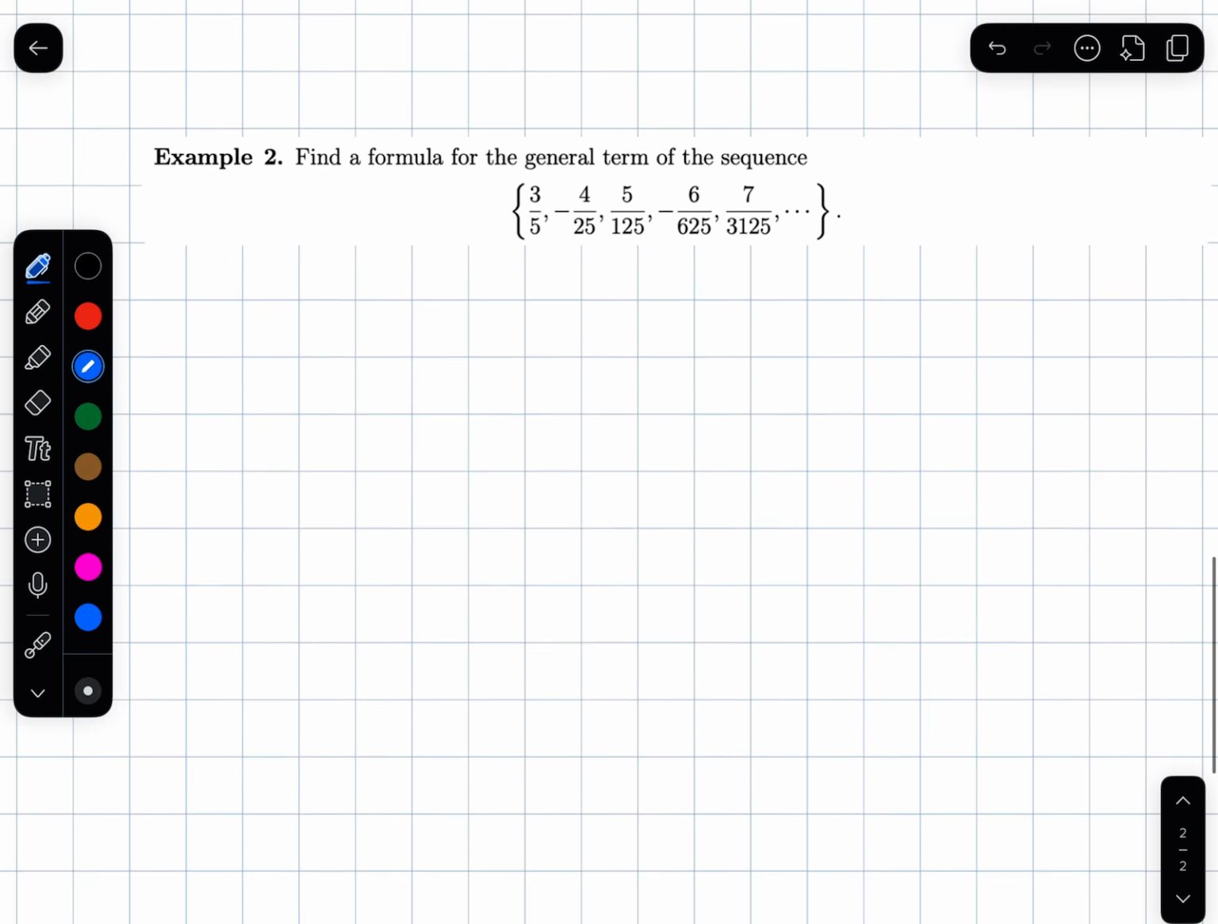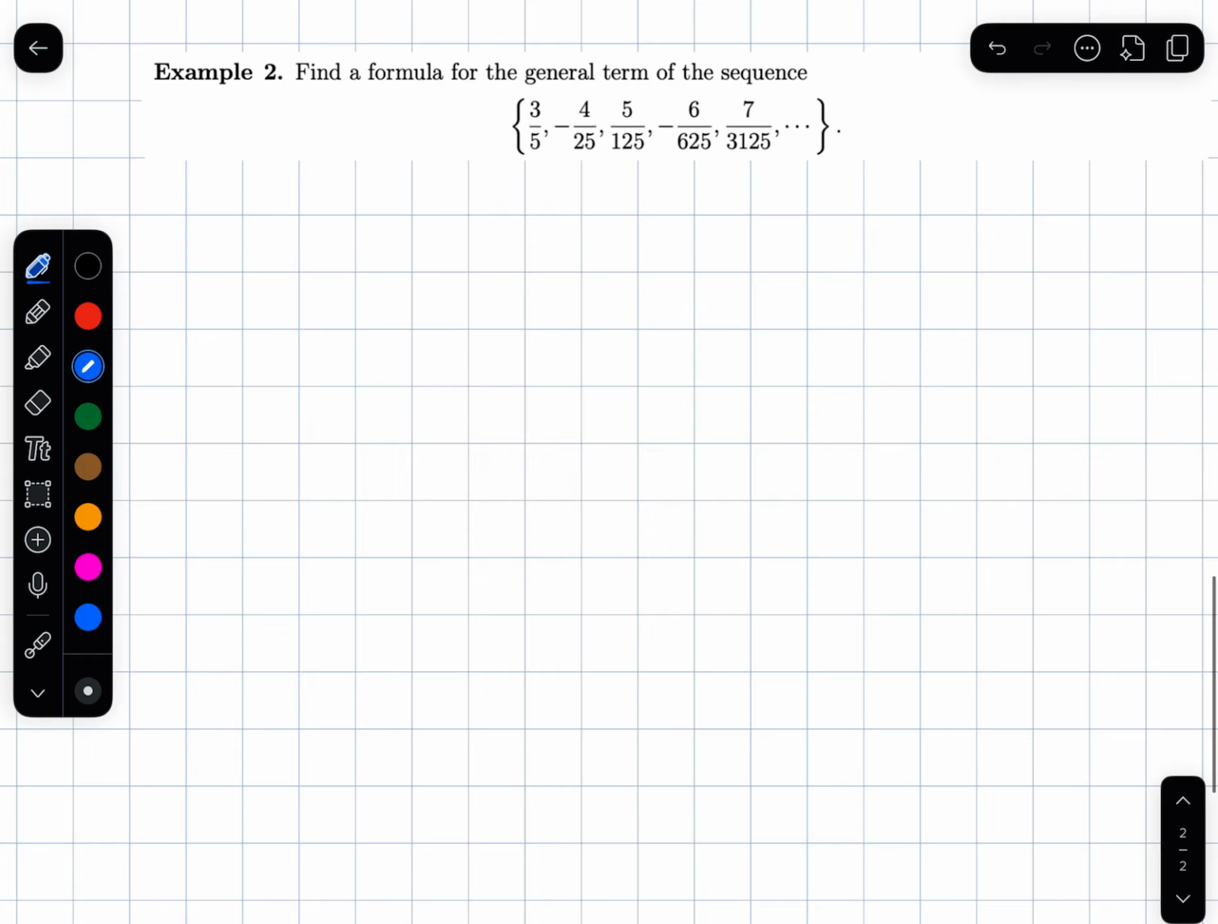Another kind of problem that you are generally asked to do is finding the general term, finding an. So you're given the list, 3 over 5, comma, -4 over 25, comma, 5 over 125, -6 over 625, and so on. And then you're asked to find the formula for an. So you want to know what an is. So you have to sort of use this deductive thinking here. So let's think about this.